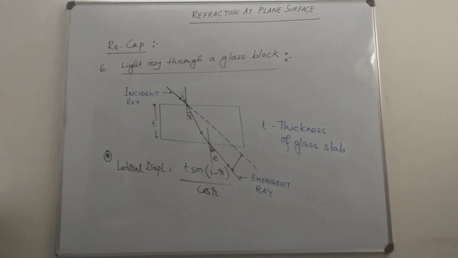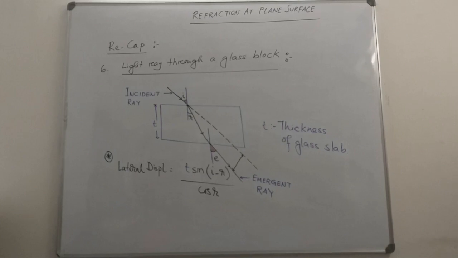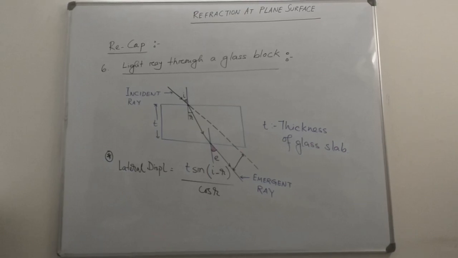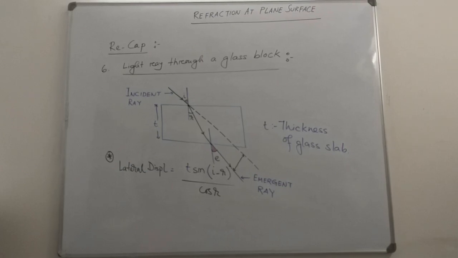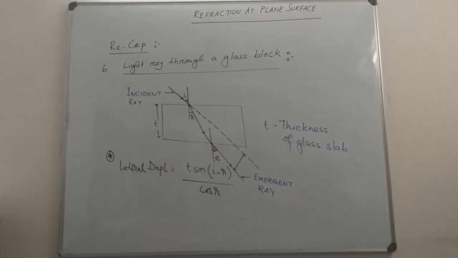The formula is given, where T designates the thickness of the block, and sin(i minus r), where i is the angle of incidence and r is the angle of refraction, and finally we can see how the ray is emerging with an emergence angle of E. So the expression for the deviation, or the lateral displacement, is equal to T into sin(i minus r) divided by cos r. Just remember this and also practice this diagram. This is very important for your ICSE.